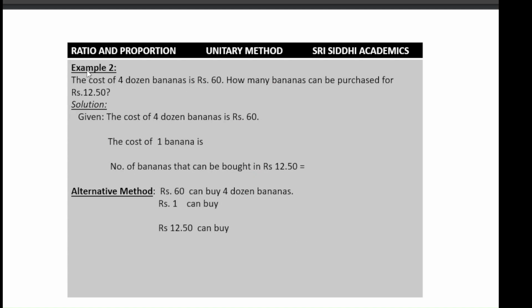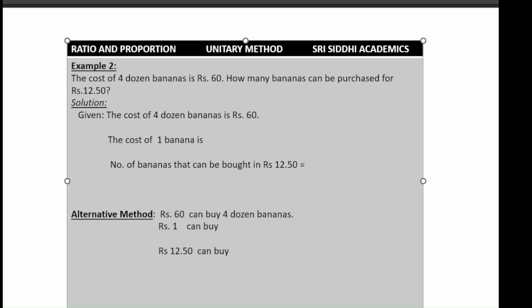The cost of 4 dozen bananas is rupees 60. How many bananas can be purchased for rupees 12.50? Okay, so what is given here? The cost of 4 dozen bananas is rupees 60. Bananas here, 1 dozen is equal to 12.